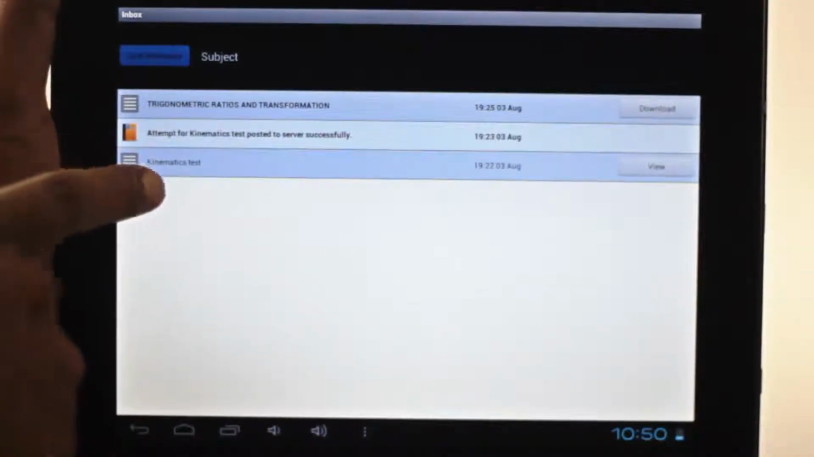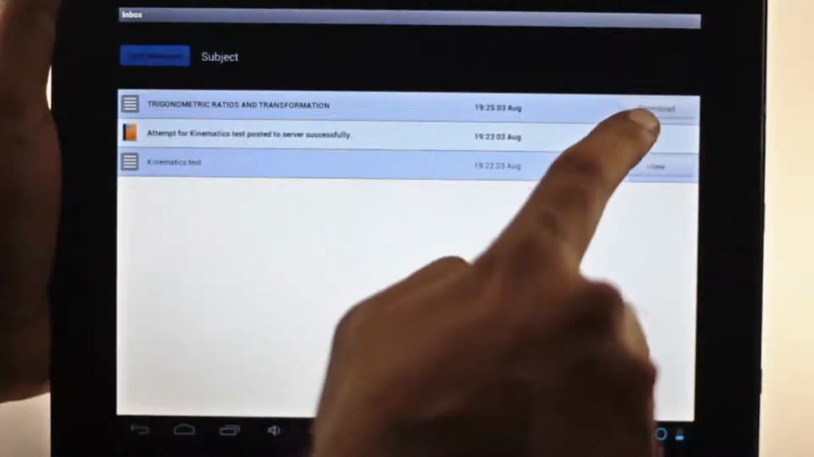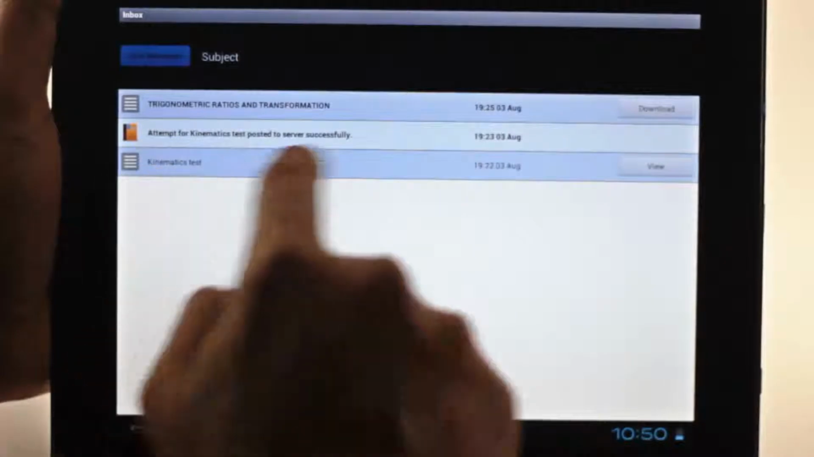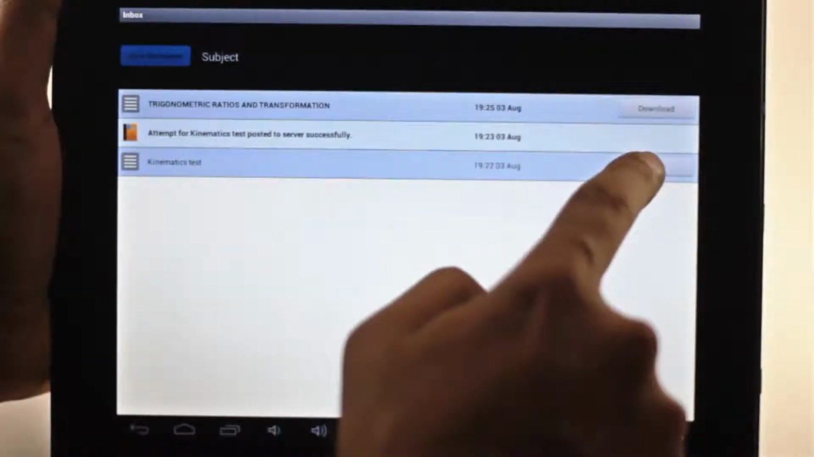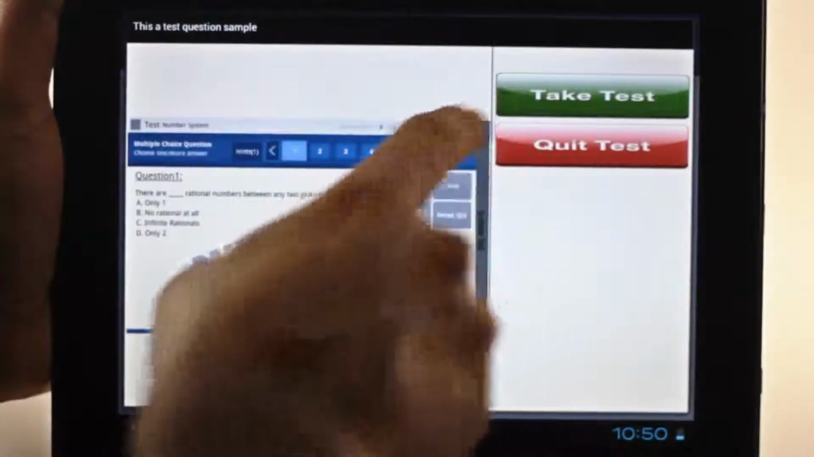So here you have something like a kinematics test, you have a view option. You also have something like a download option. So there are situations where you will download the test and take the test, and here is a test where you can view and not just view but also take the test then and there, just like this.